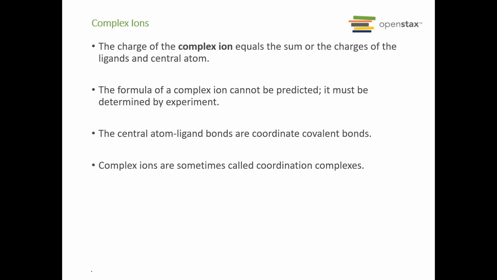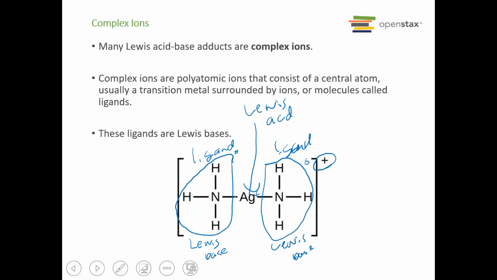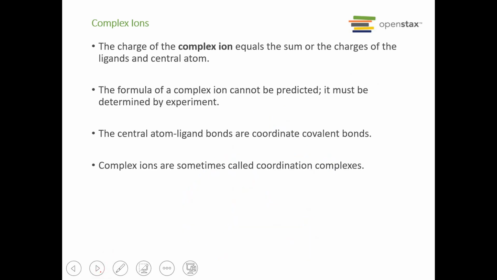So the central atom bonds that we just showed are coordinate covalent bonds. So these bonds between the ammonia and the silver are coordinate covalent bonds. They came from the electrons that were on the ammonia. Sometimes we call these complex ions coordination complexes. So you'll hear that term, coordination complex, referring to something where we use a Lewis acid and a Lewis base to form a complex ion.